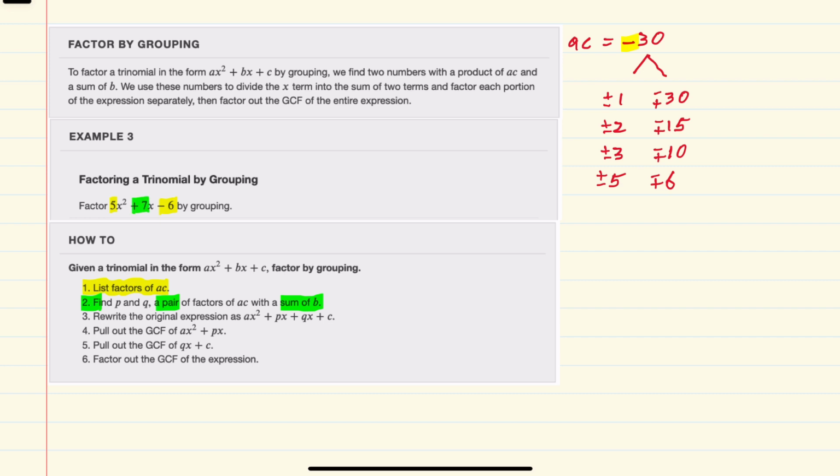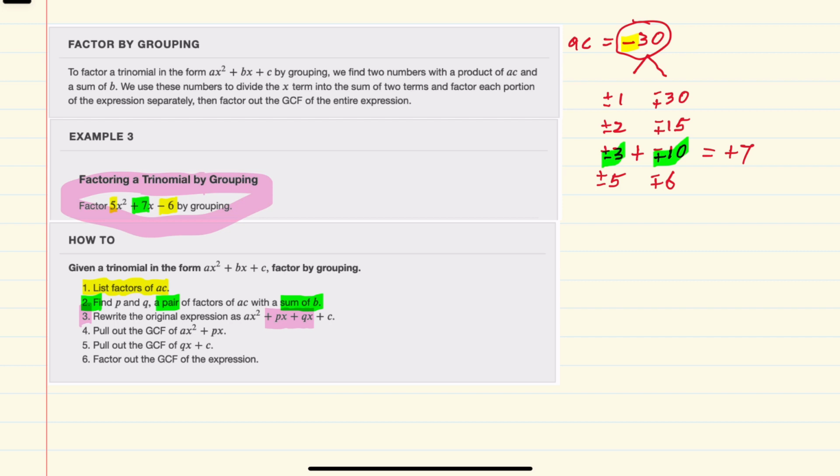And I can see here that if I take a negative 3 and a positive 10, those work as factors of negative 30, but they also add up to a positive 7. So we've identified the P and Q. Next, we are rewriting the original expression. So rewriting this whole thing, but replacing that middle part with these P's and Q's that we just found.